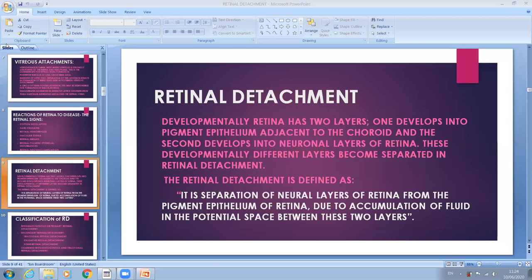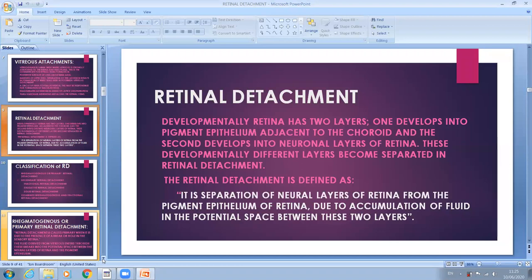This subretinal fluid, the SRF, is derived from the vitreous. It enters into the hole which is formed in the peripheral part of the retina or in the central part of the retina, wherever the hole is, and it goes into the space in between these two layers. And so there is a separation of the retina, and this fluid which is separating the retina is called subretinal fluid.